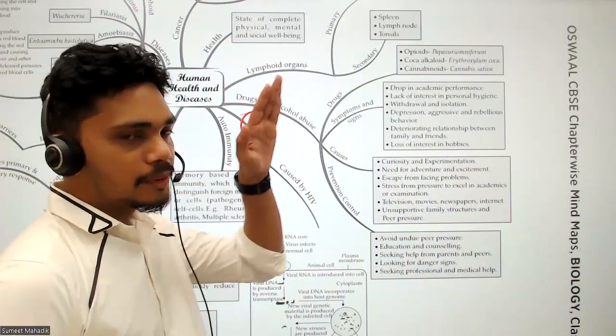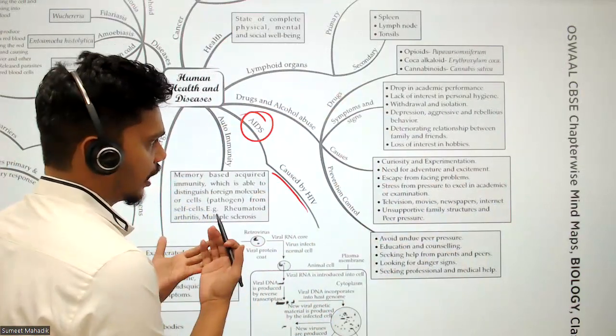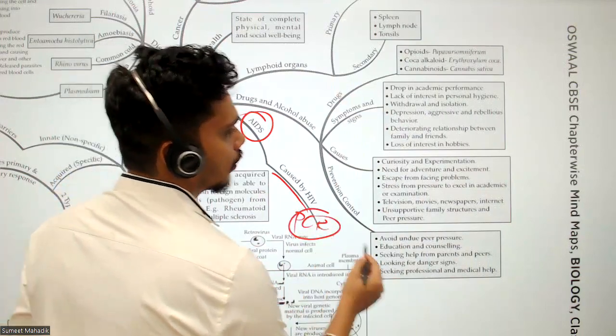Now let's talk about AIDS. In AIDS, immunity is suppressed, right? Caused by HIV, detected by PCR.